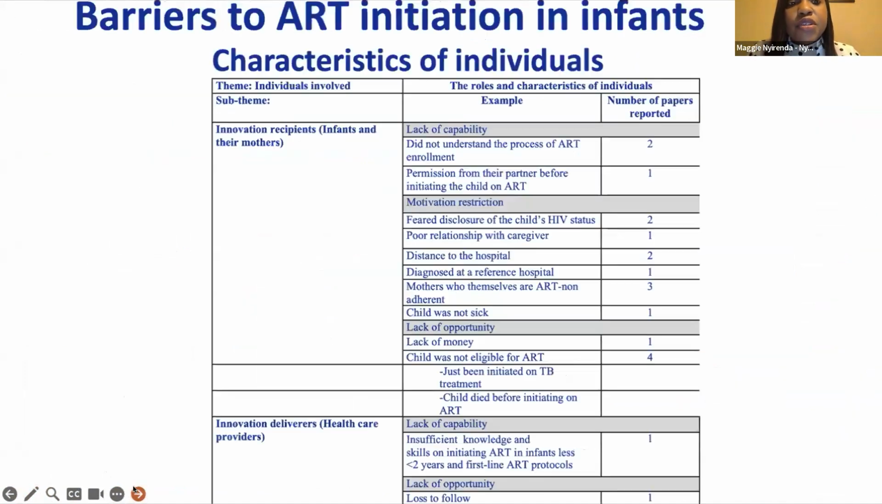Next slide. I've already gone through the CIFA, but this was just to show you that when you analyze the data, you have results which look like this. The innovation recipients, the caregivers, what are their issues? It could be lack of understanding of the processes, fear and all that. The deliverers, what are their issues? It was like insufficient knowledge and all that. So that's one domain, characteristics of individuals. You go to the next domain, next slide.